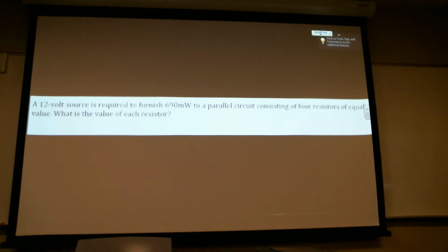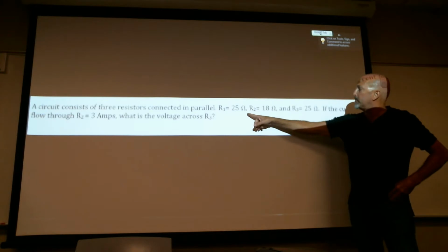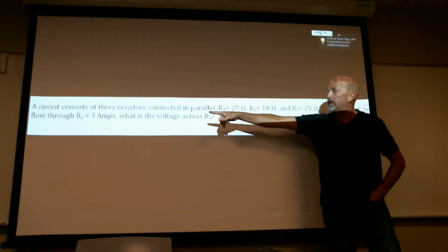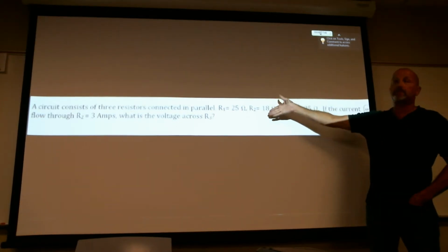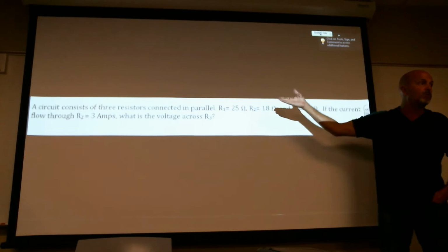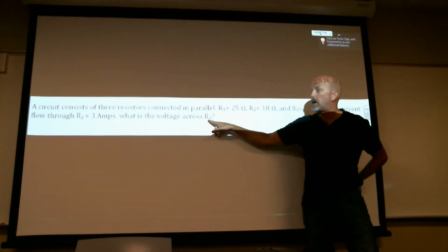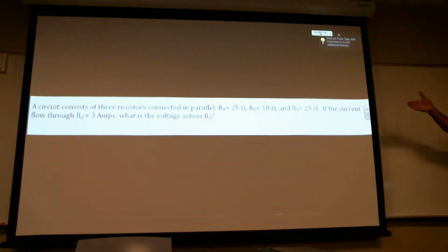Can you go back to the last one real quick? A circuit consists of 3 resistors connected in parallel. So they're giving you all the resistors, but the only ones you care about are R3 and R2. Right. R2 is 18 ohms in this example and 3 amps, so you can figure the voltage drop. And it's asking you the voltage drop for R3. So once you get the voltage drop for R2, you've got all the voltage drops because it's parallel.